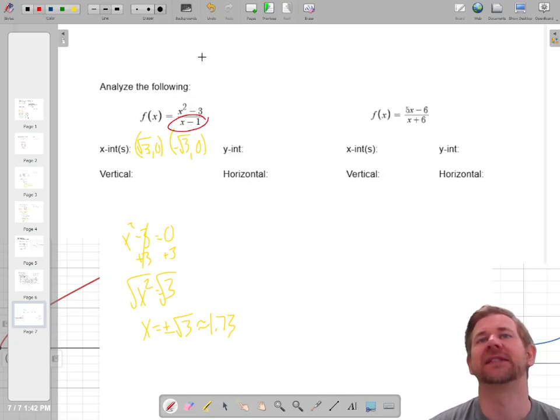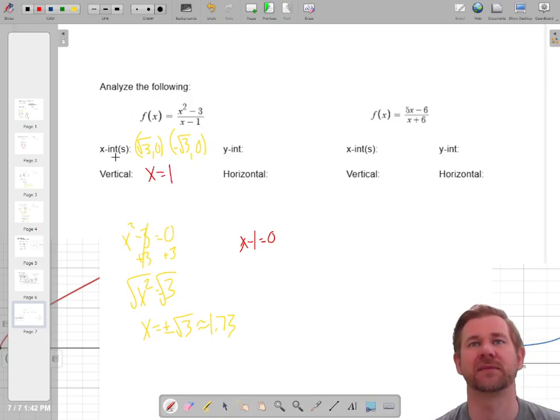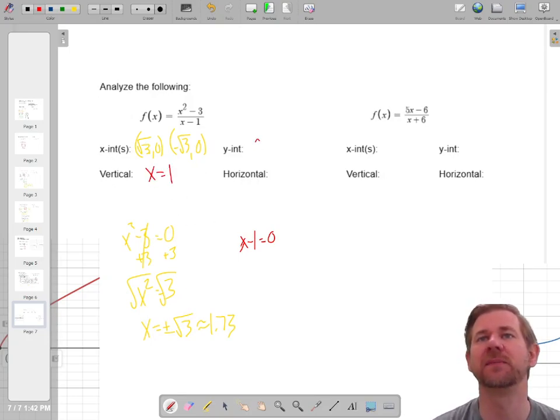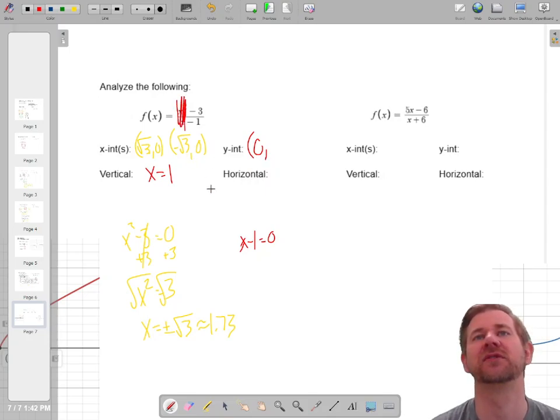Vertical asymptotes, you set the denominator equal to 0. X minus 1 equals 0 when x equals 1. So that's the vertical asymptote. The y-intercept, you plug in 0. If you plug in 0, those go away. Negative divided by negative is positive. 3 over 1 is 3.